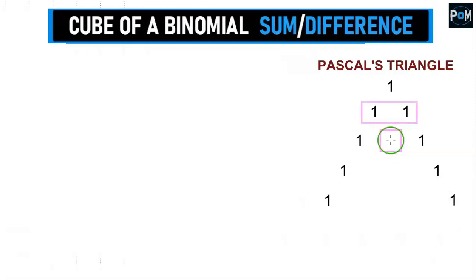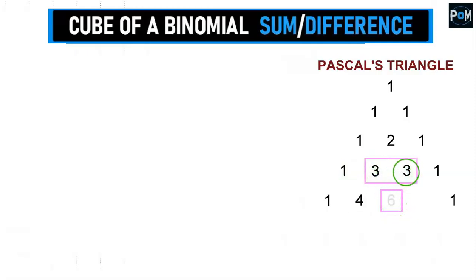In this spot, we write the sum of the two numbers above it. If we add this one and this one, we get 2. Then we will write the number that is the sum of these two numbers. 1 plus 2 is 3. In this place, we'll write the sum of these two numbers. We'll end up with another 3. In this spot, we'll put the sum of 1 and 3, which is 4. Here, we'll put the sum of this 3 and that 3. Here we will write the sum of 3 and 1, which is 4.